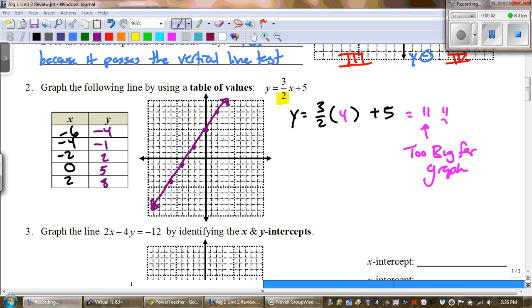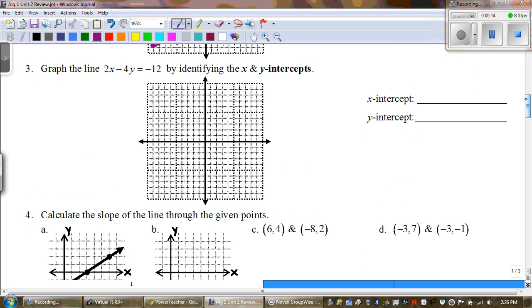Okay, and there is your graph. Remember that you need to use a ruler. All right, X and Y intercepts. So on one side, we're going to find the x-intercept, and the other side, we're going to find the y-intercept.